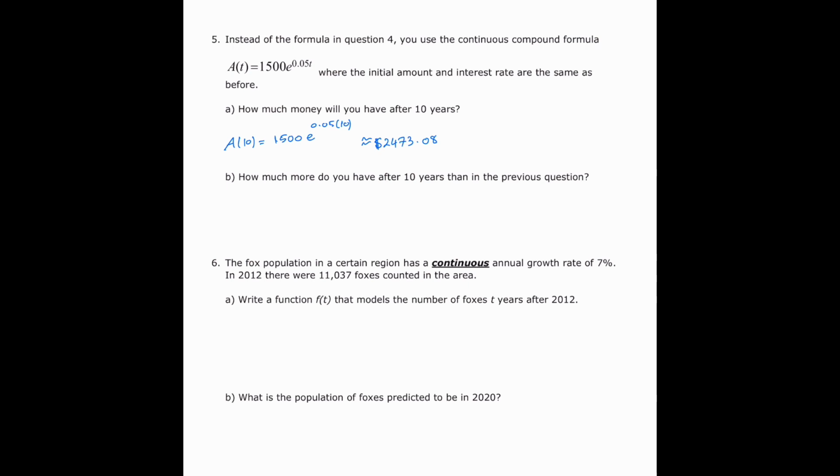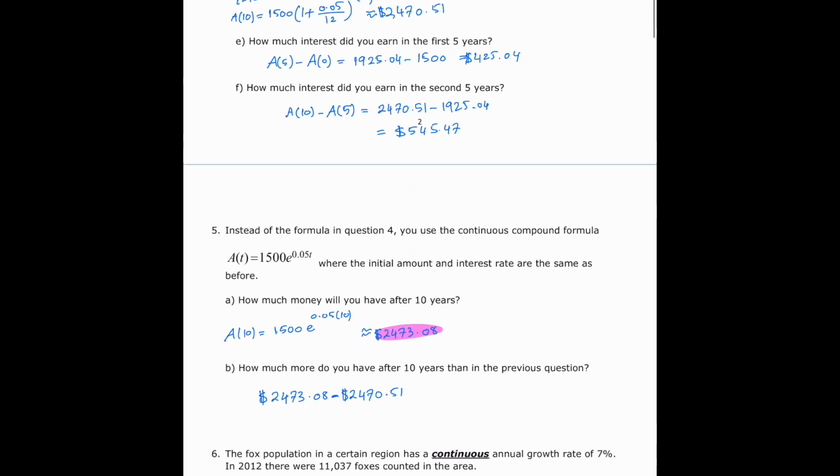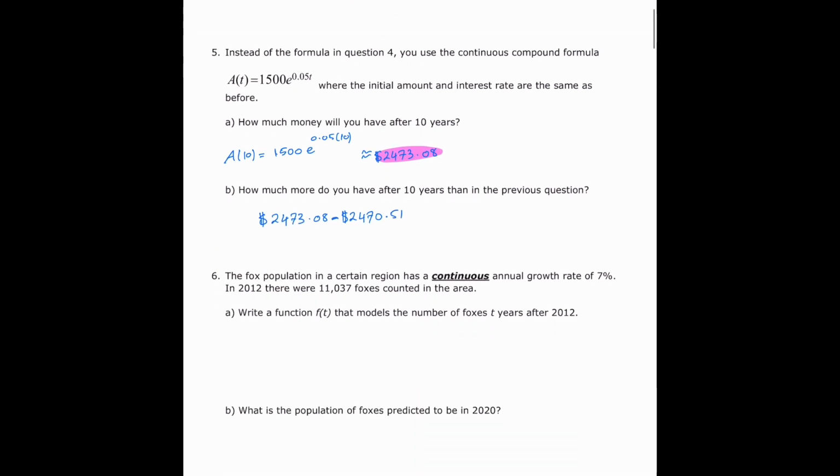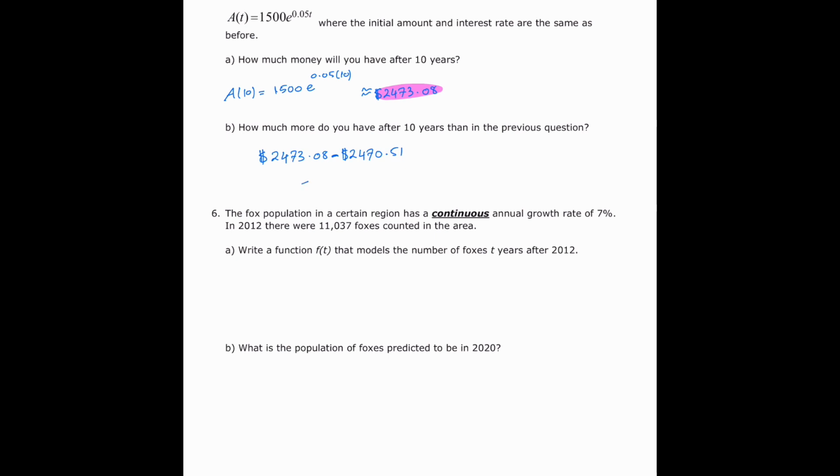How much more do you have after 10 years than in the previous question? So that is going to be the amount that you made from the continuous compounding minus the amount that you made from the compounding monthly. So that is $2,473.08 minus $2,470.51, which is from the previous question, for 10 years. So now that is equal to approximately $2.57.